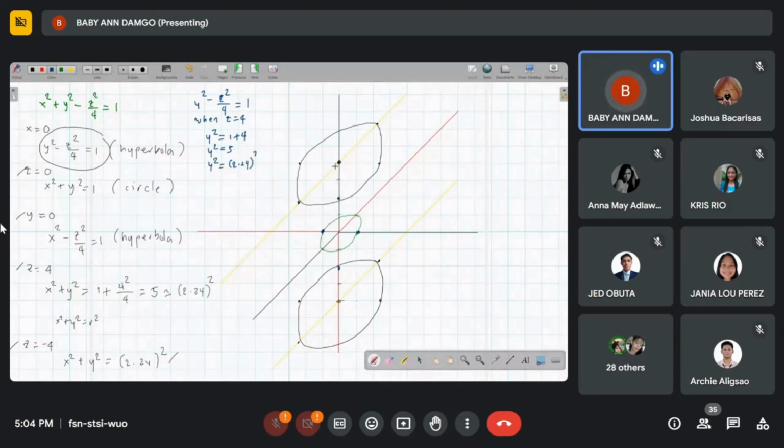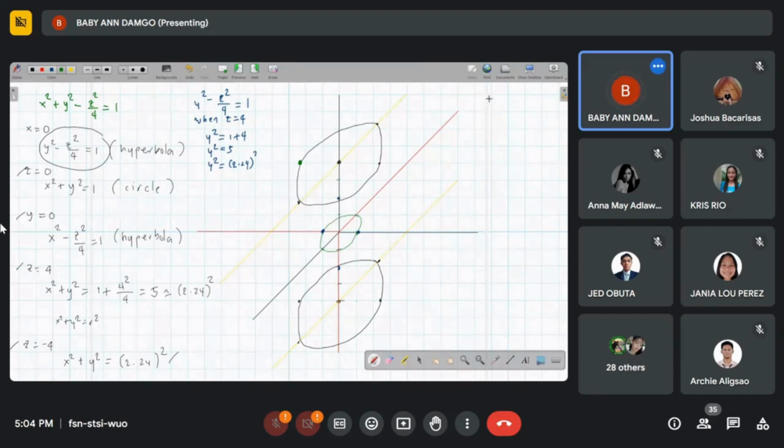So y is square root of 5, can be written as 2.24. So ani siya mo intersect sa y equals 2.24. So diri. Kay mao man ni ang y. Okay? For negative pud nga z, so the same ra gyapon ang result. Okay, so diri ta ha.